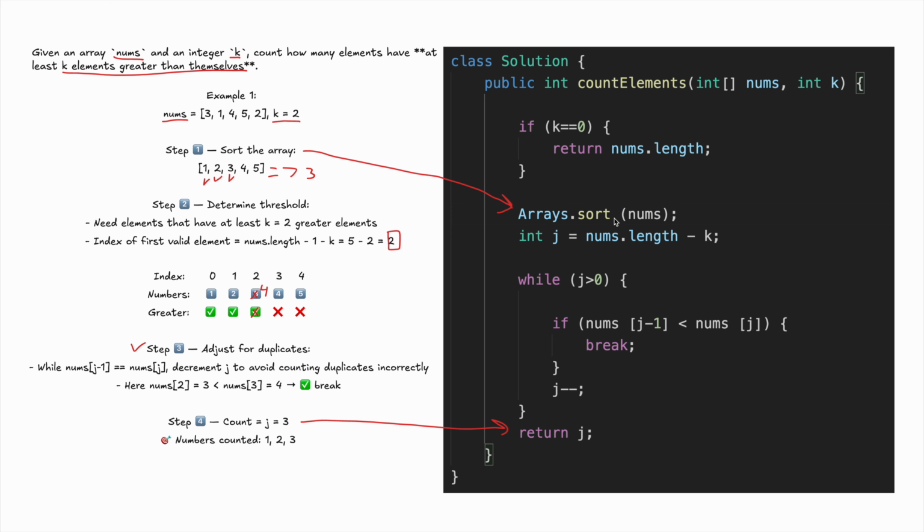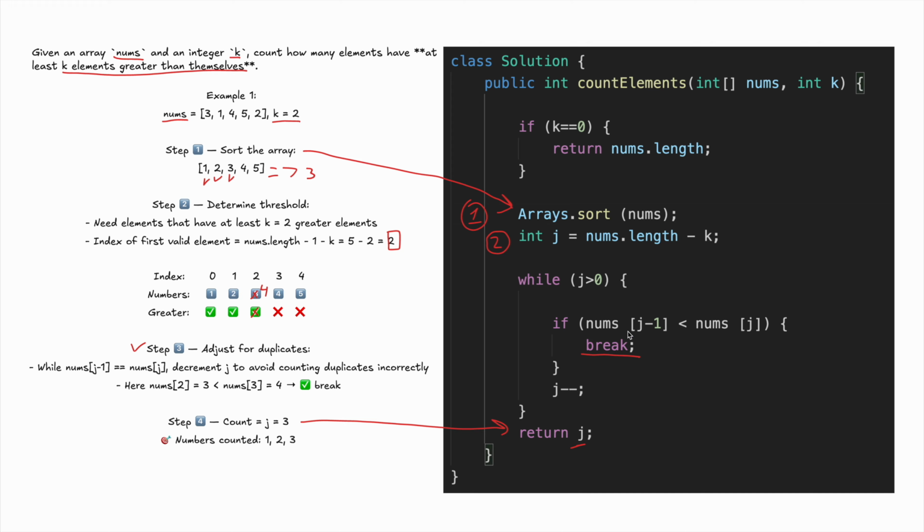So what do we do, right? The first step is that we are sorting here, and in the next one we are taking our j, so we are finding our first threshold element, and then while j is more than 0, we are checking for the duplicates, right? Here we are checking that if nums[j minus 1] is less than nums[j], then in that case we are breaking, right? So in this scenario, 3 is less than 4, so we are breaking and returning whatever j is, right? In our case, 5 minus k gives us 3 and j is equal to 3.